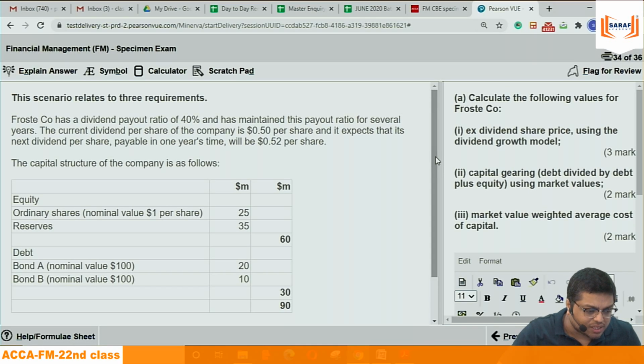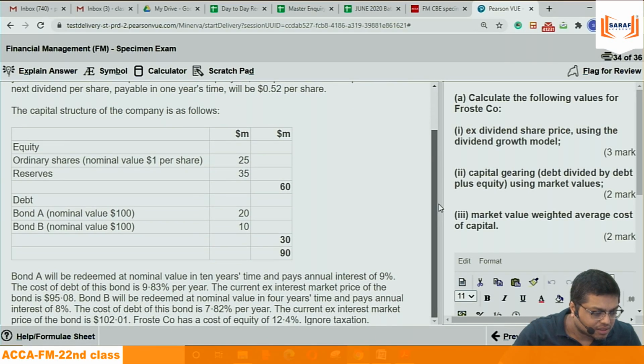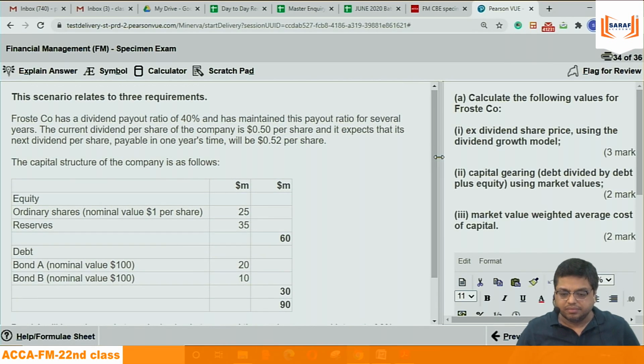Have they given the share price? They have not given it. 40% is the payout ratio. Over several years, the current dividend per share is 0.5 per share, and it expects that its next dividend per share payable in 1 year's time will be 0.52. So 0.52 is already the expected dividend, divided by I minus G.